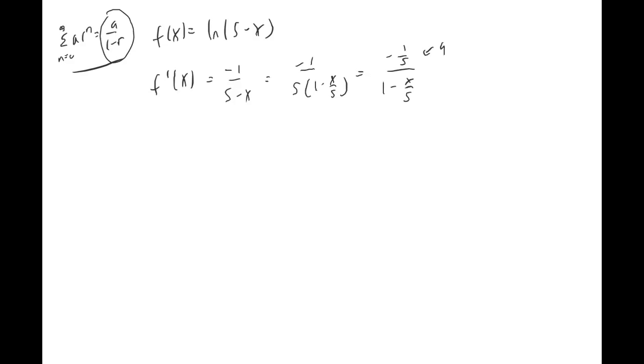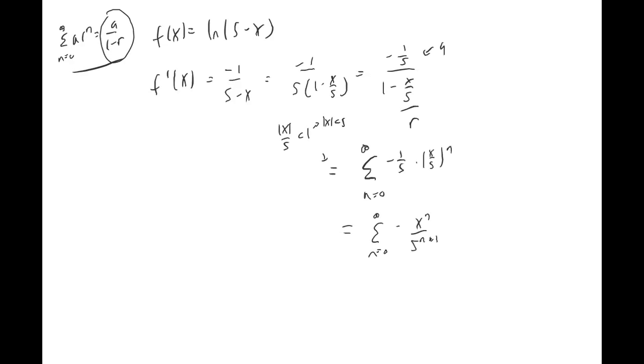This is your A, this is your R, right? So again, when the absolute value of x over 5 is less than 1, so if you like, when the absolute value of x is less than 5, you use the formula, right? A is negative 1/5. R is this, right? So you get this is your series, if you like.